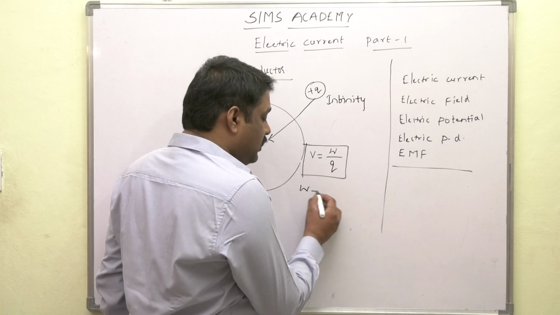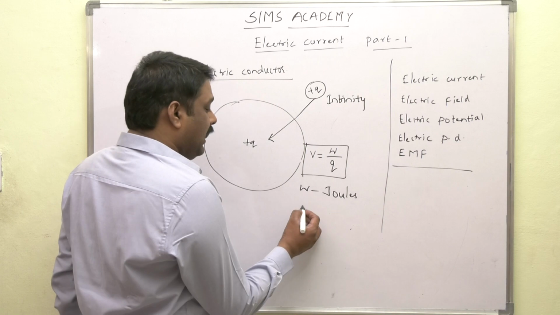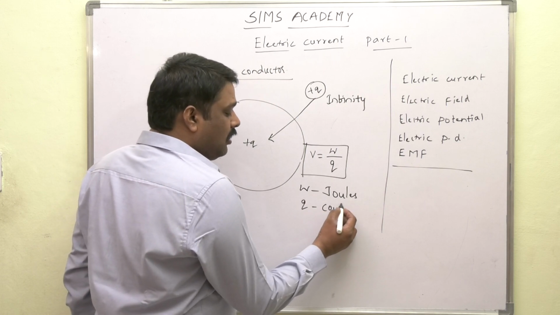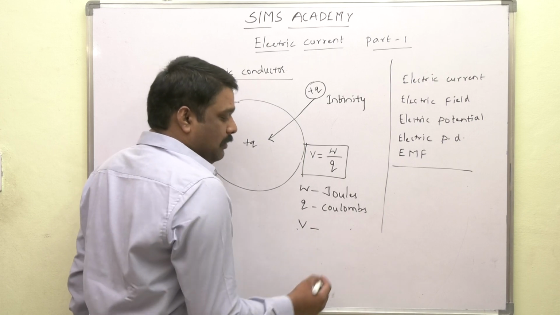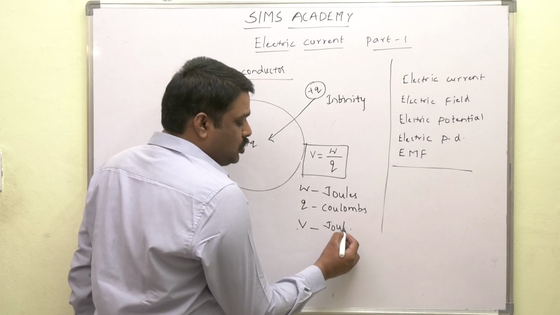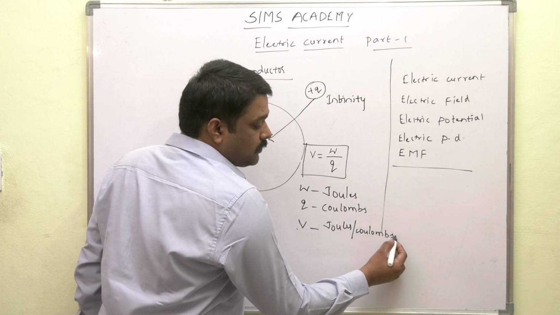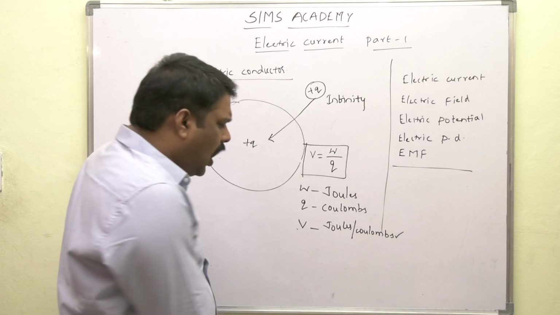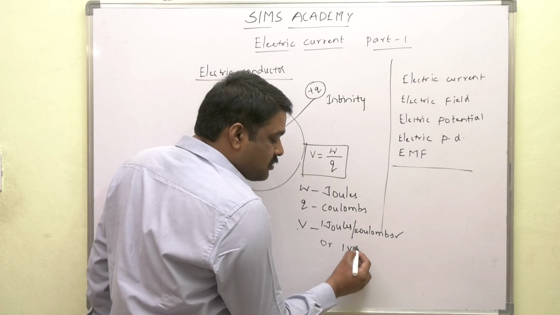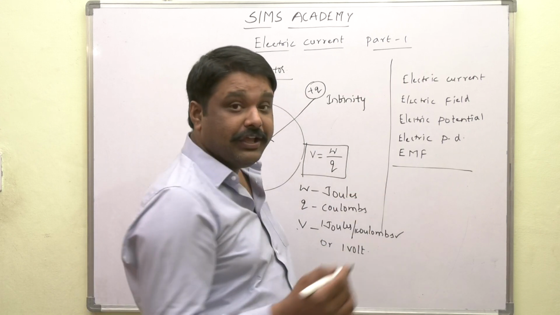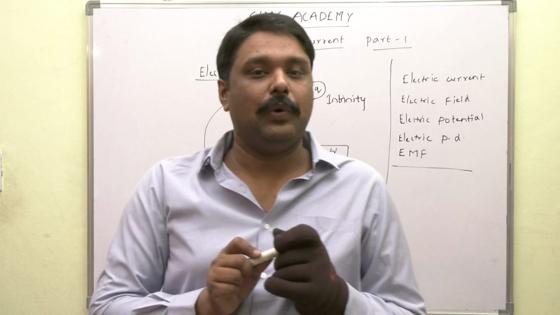Work done we consider in terms of joules, in SI system I am writing, and charge in terms of coulombs. Hence, the units for electric potential are joules per coulomb, or 1 joule per 1 coulomb, we say it as 1 volt. Now, how do we define volt?